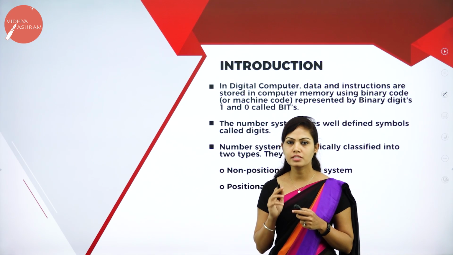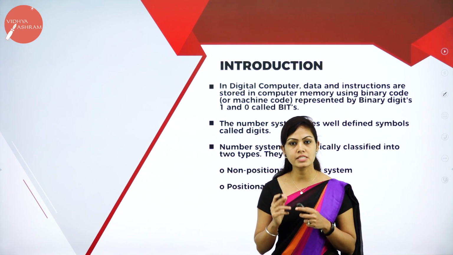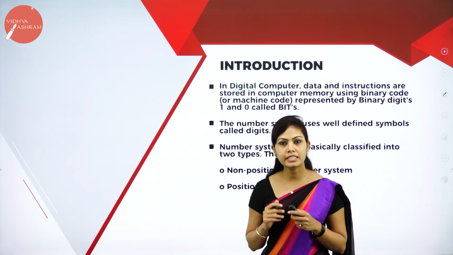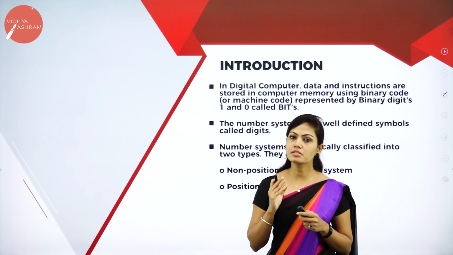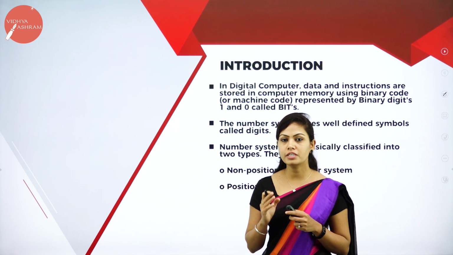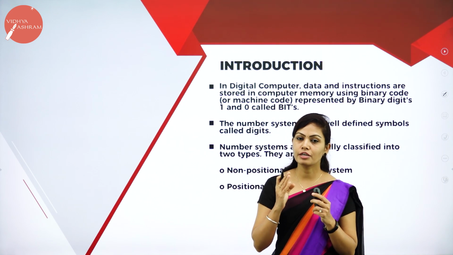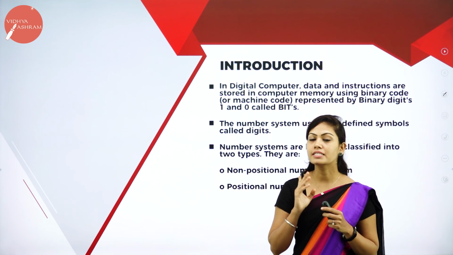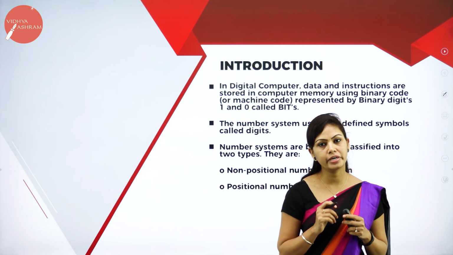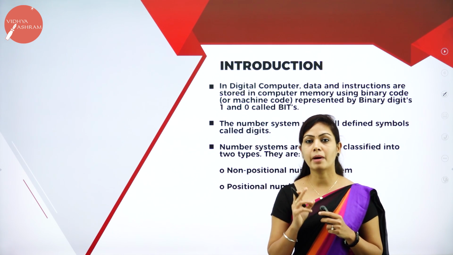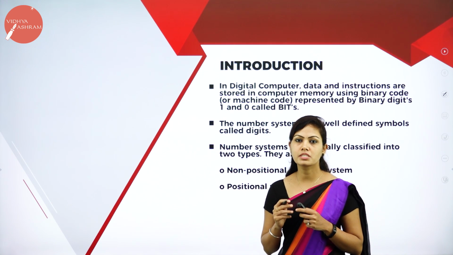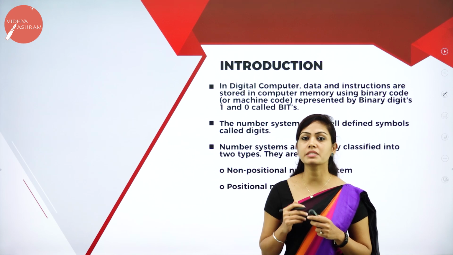Data and instructions cannot be entered and processed directly into the computer using human readable language. Any type of data, it can be numbers, words, special symbols, sounds, pictures, it must be first converted into machine readable code in the form of binary digits called zeros and ones. So computer can understand only machine readable language in the form of binary digits called zeros and ones. Using number system called binary digits, we can represent the data.